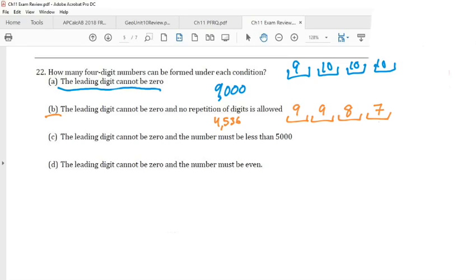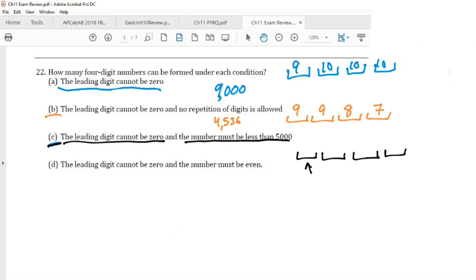And then this one says the leading digit cannot be 0, and the number must be less than 5,000. Oh, it has to be less than 5,000. So that limits what? What does that limit in our number? Think about that. It takes out the top possibilities.